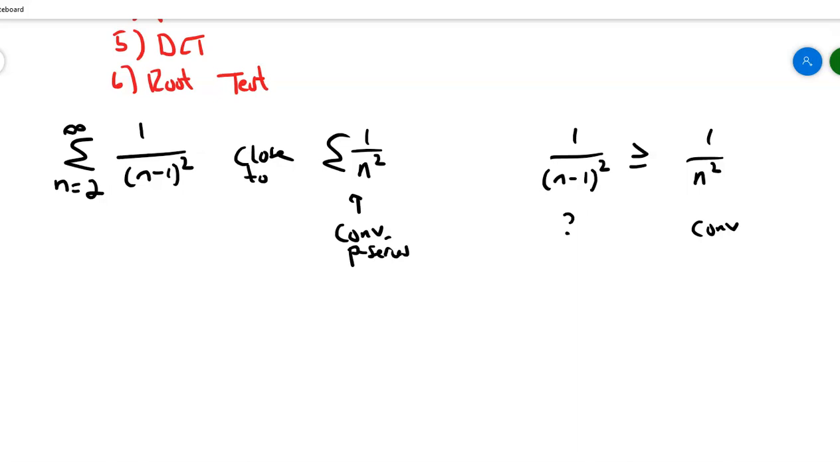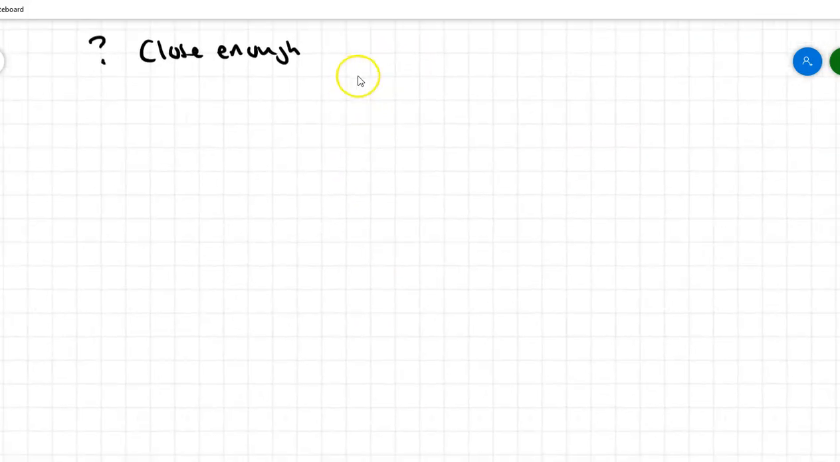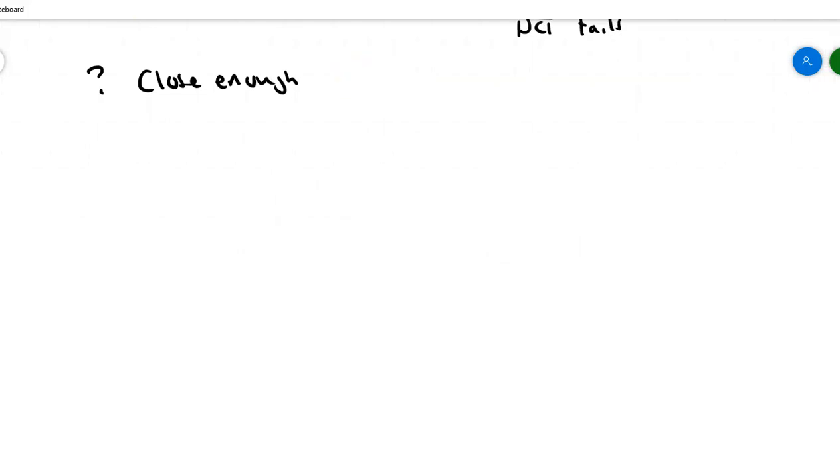So in this case, the direct comparison test fails me because even though I picked a nice series to compare it to, it's not strictly smaller than a convergent series. It's actually slightly larger than a convergent series. But here's the question: are they close enough? In other words, does 1 over n squared behave very, very closely to 1 over (n minus 1) squared, even though one might not be strictly larger or smaller than the other? And that's where the limit comparison test comes in.